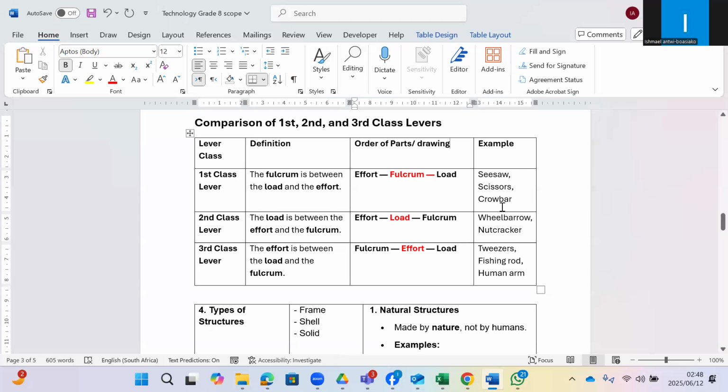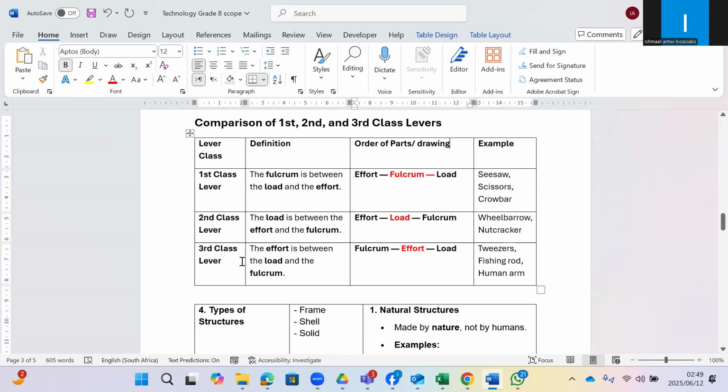Now, second class lever. Here the load is in the middle. The load is the one that is in the middle. Examples are wheelbarrow and nut cracker. These ones are examples of second class lever. So if you take wheelbarrow, the tire is at the end, which is the fulcrum. Then where we put the load is in the middle. And the way you are lifting it, where you are holding, is the effort, also at the other end. So wheelbarrow is an example of the second class lever.